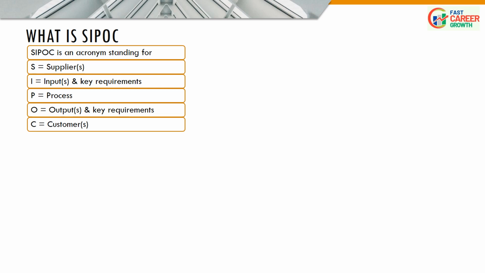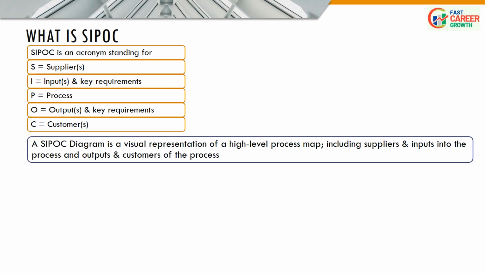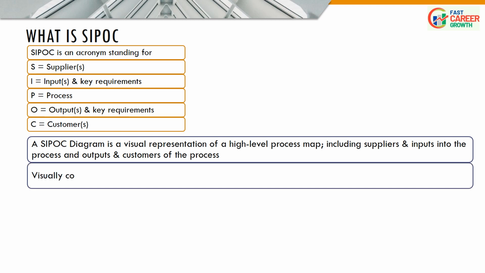A SIPOC (supplier, input, process, output, customer) diagram is a visual representation of a high-level process map, including suppliers' inputs into the process and outputs to customers of the process. It visually communicates the scope of a project. Means SIPOC diagrams serve as a visual communication tool for defining the scope of a project. By mapping out the key elements of a process, including external suppliers and customers, the diagram helps in clearly understanding the boundaries of the project.